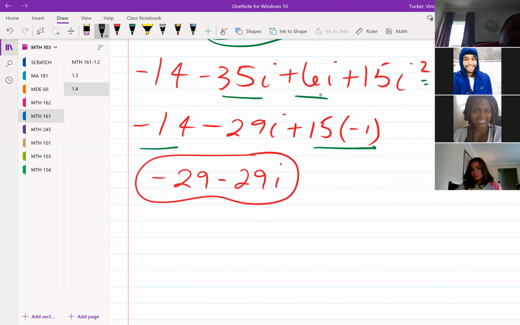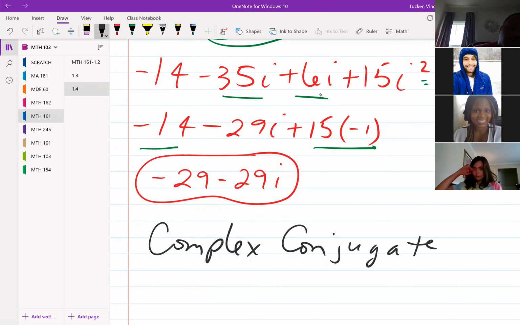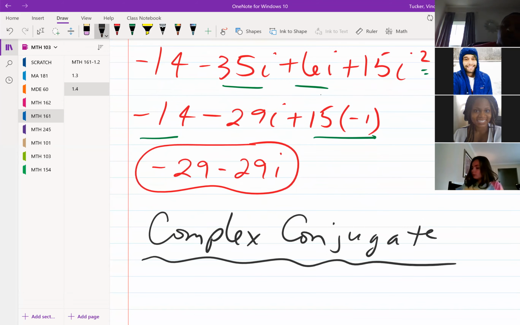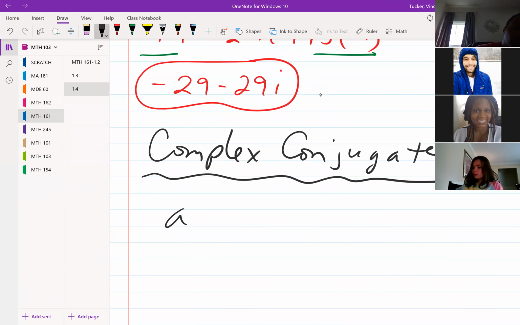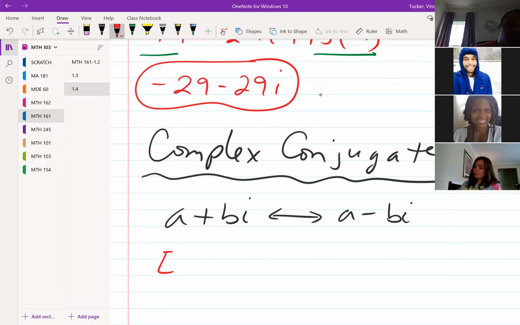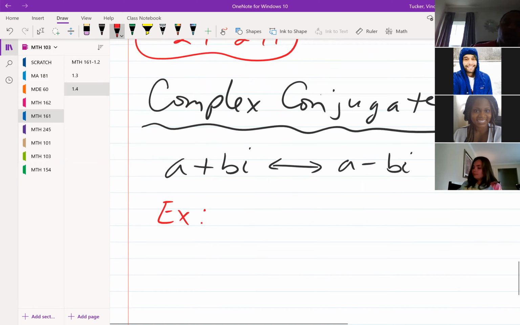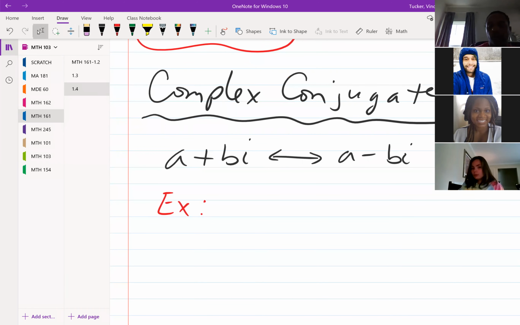All right. Before we go to division, I want to mention complex conjugate. So the complex conjugate of your complex number is just changing the sign of the imaginary part. And I've got the arrow going back and forth because each one of them is the complex conjugate of the other.